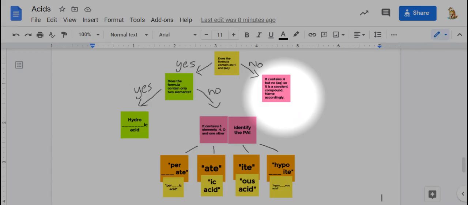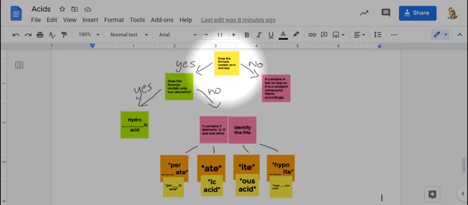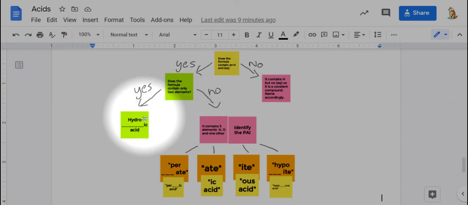I've included here a flow chart to kind of help you with the naming. So you've got to ask yourself first, does the formula contain an H and an AQ? If the answer is no, then it's just a covalent compound and you name accordingly. If the answer is yes, you have to ask yourself, does the formula contain only 2 elements? If the answer is yes, then it's a binary acid and you name it hydro something ic acid.